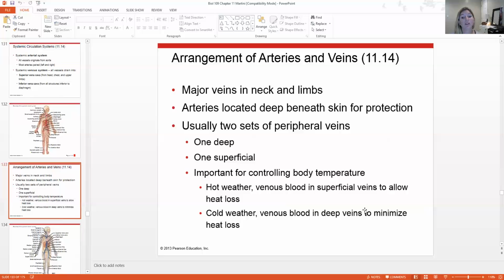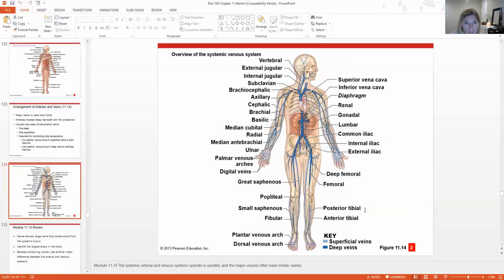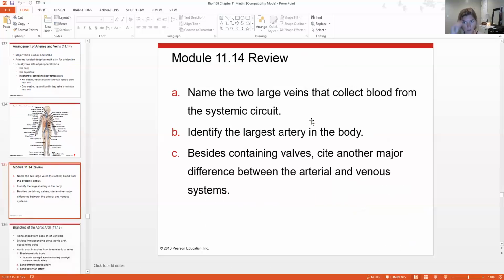In hot weather, the venous blood is going to dilate to allow extra heat to escape the body, and in cold weather, the venous blood is deep in the body, and those superficial veins are constricted to keep heat in. Here you see what I mean, and here you can see those deep veins and superficial veins. If you look right here, the brachial veins can be deep, the cephalic and basilic veins are superficial. You can pause the video here, go back and review.